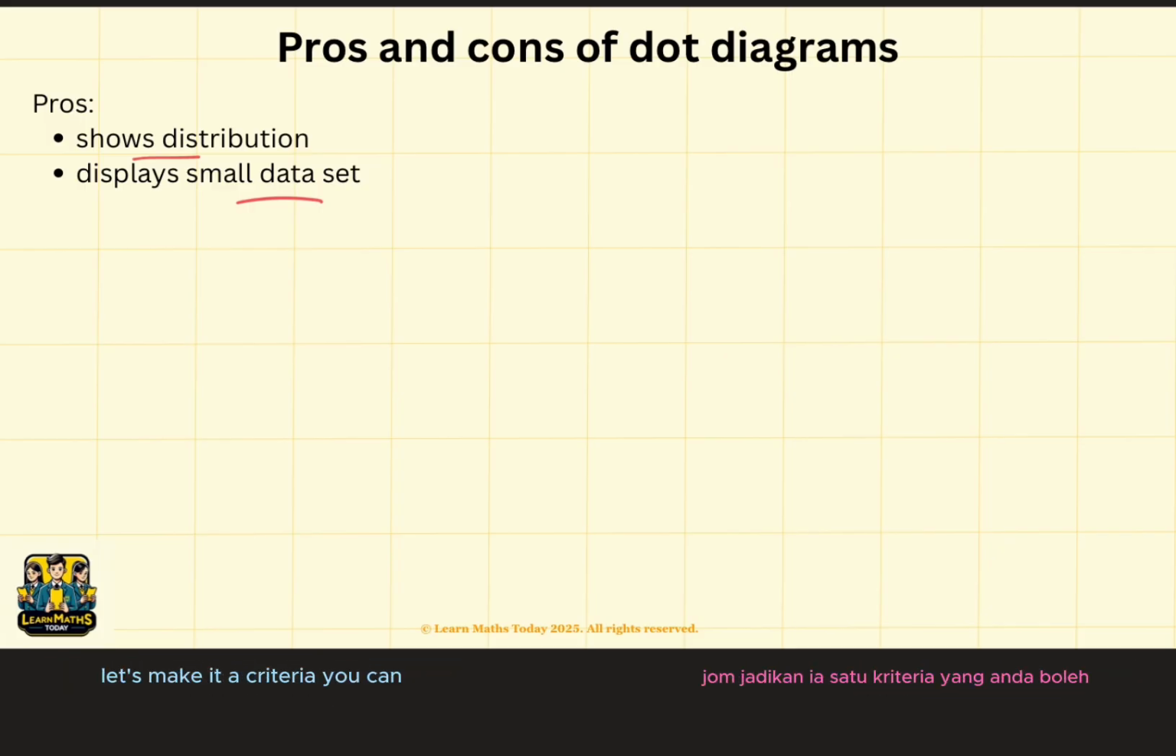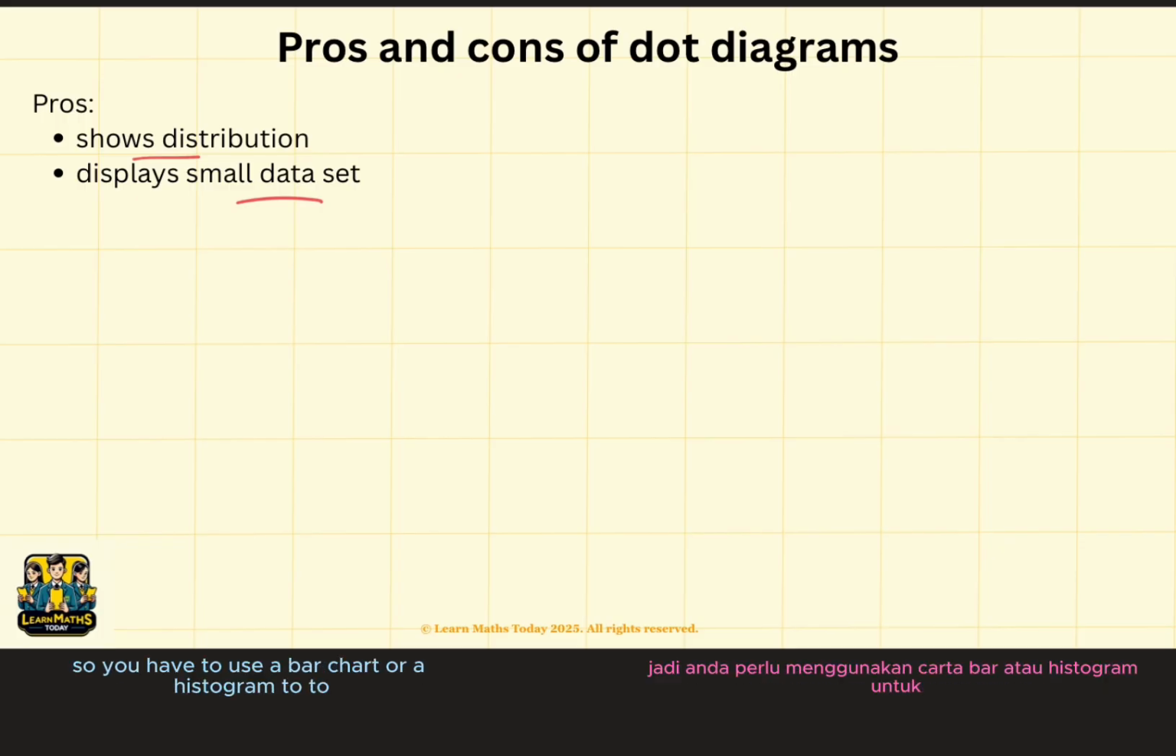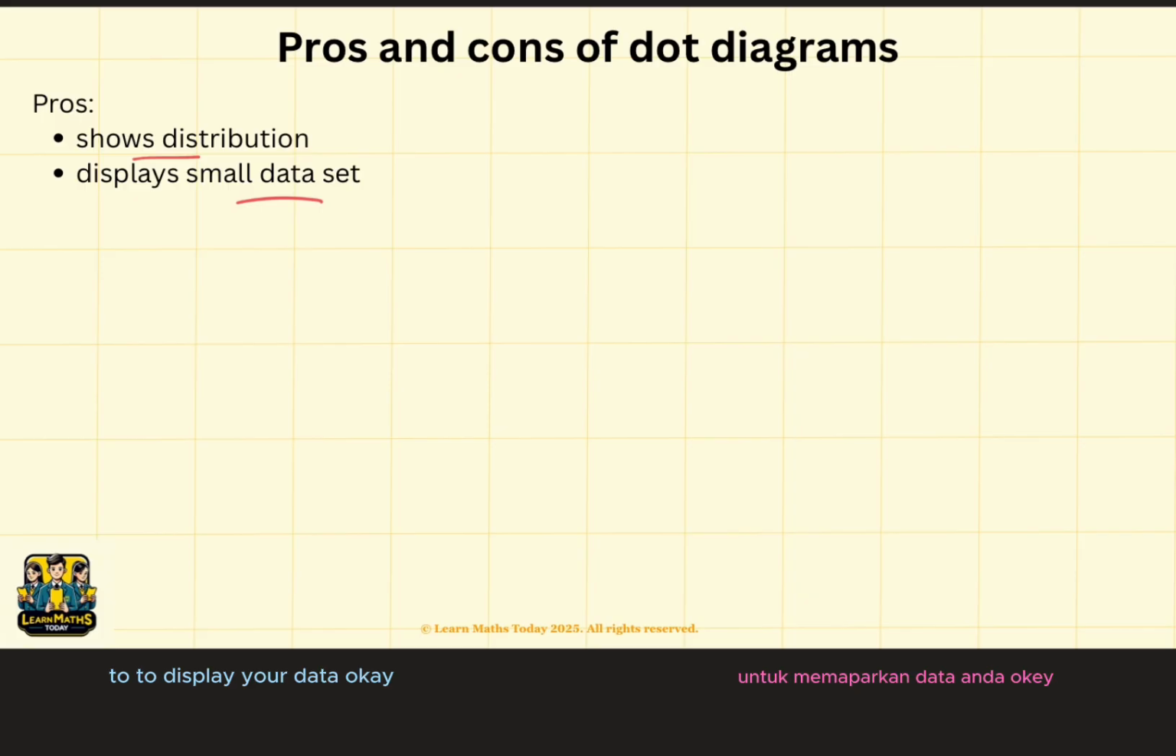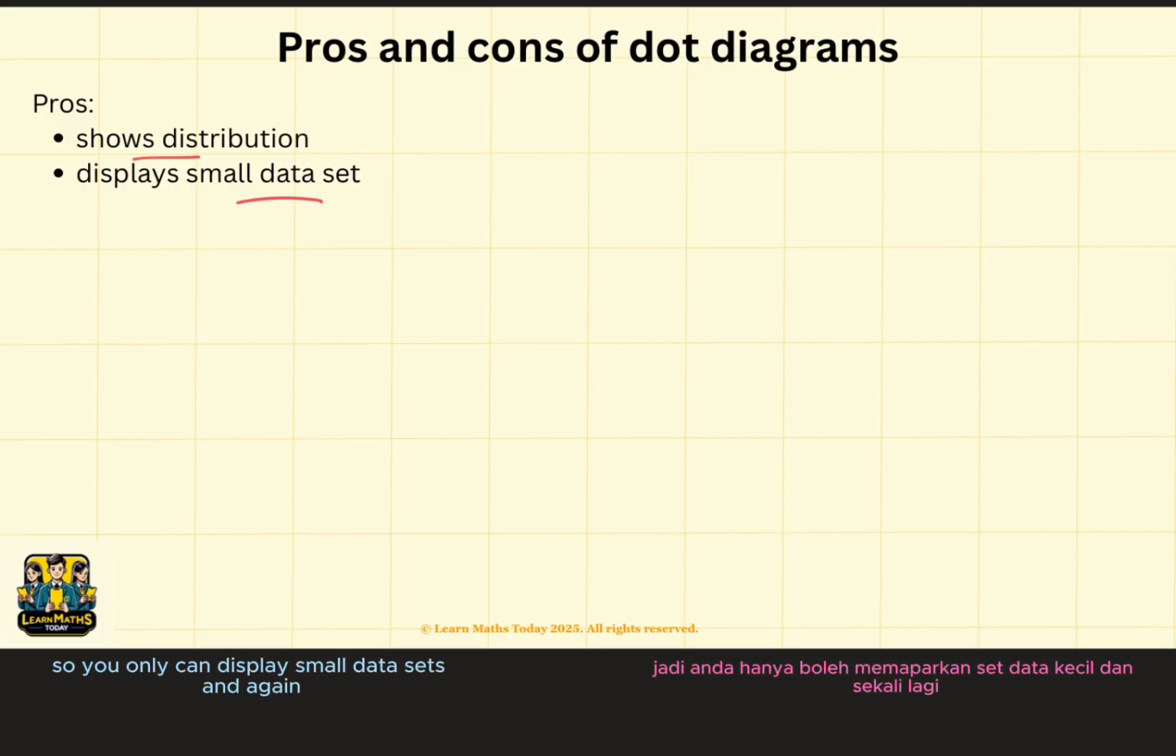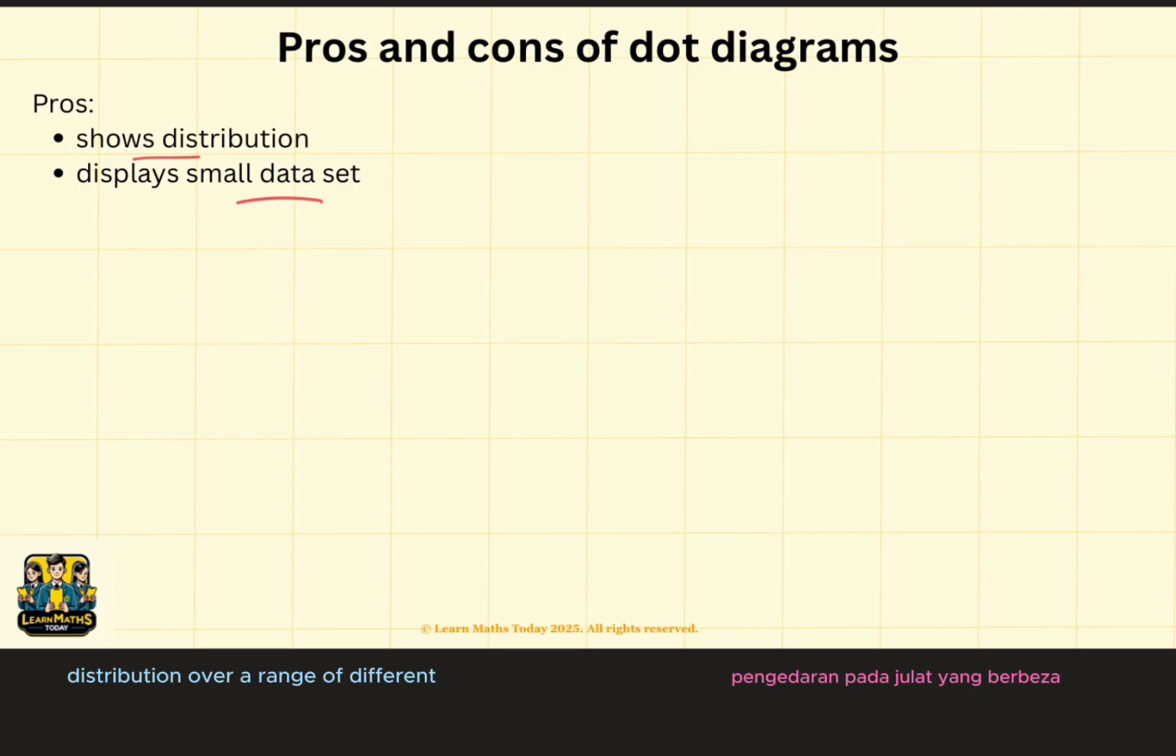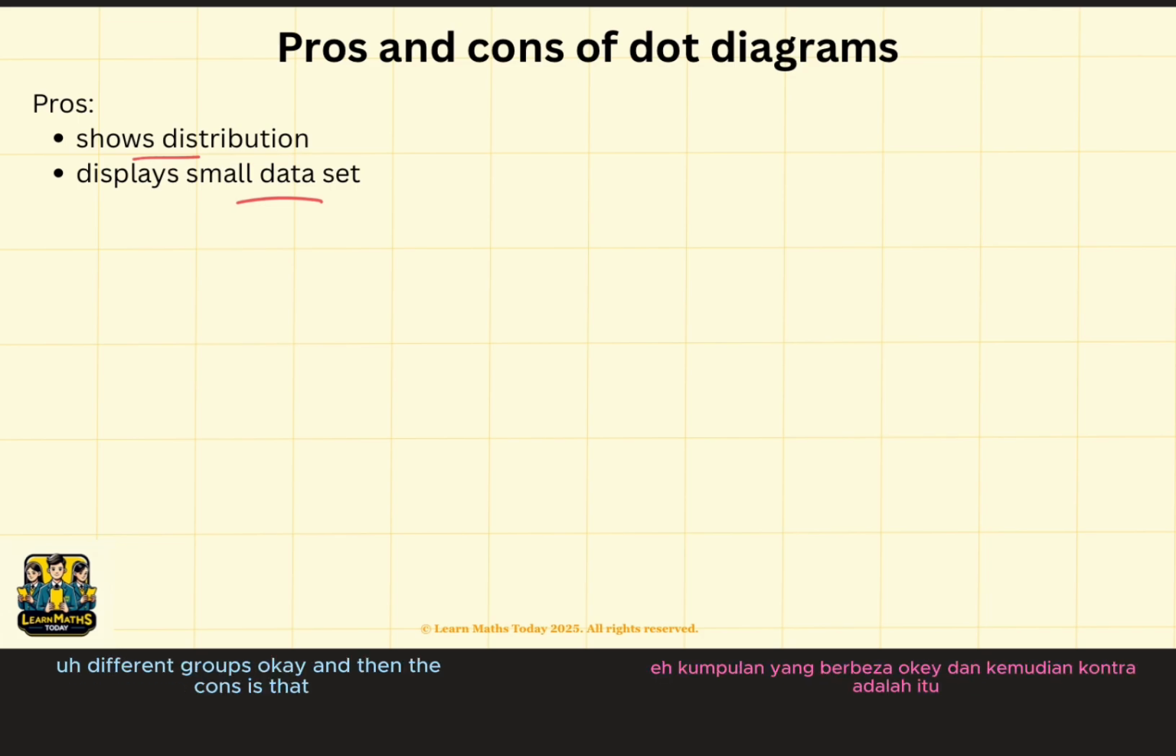Let's make it a criterion: you cannot draw above 50 dots. So if there are 1,000 dots, you cannot draw them. You have to use a bar chart or a histogram to display your data. So you can only display small data sets and show distribution over a range of different groups.